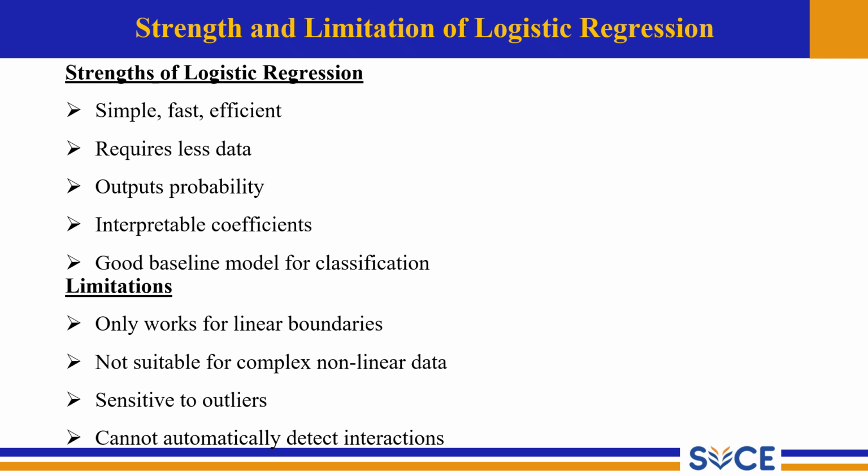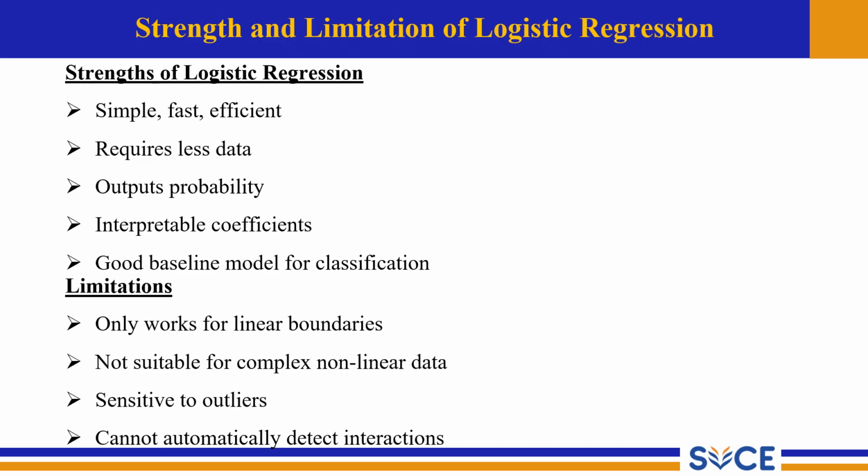Strengths of logistic regression. First, it is simple, fast, and computationally efficient. Training is very quick, even on large datasets, which makes it suitable for real-time or low-resource applications. Second, logistic regression requires relatively less data compared to more complex models like deep learning. It works well even when the data is not extremely large. Another major advantage is that it outputs actual probability values, not just class labels. This makes it very useful in fields like medicine or finance, where understanding the confidence of a prediction is important.